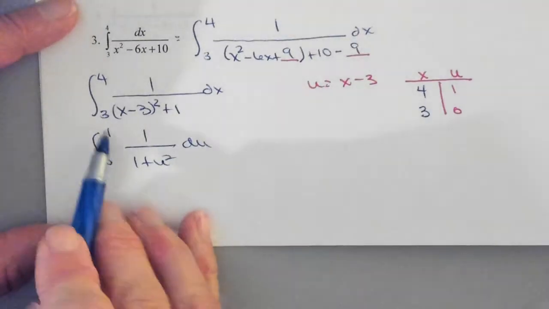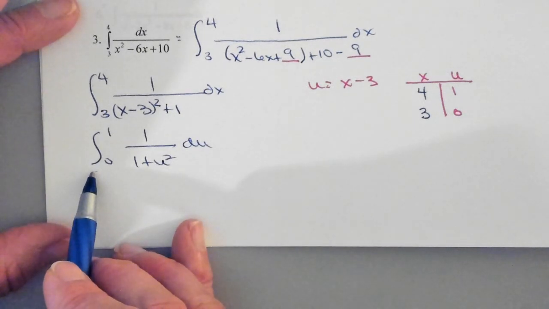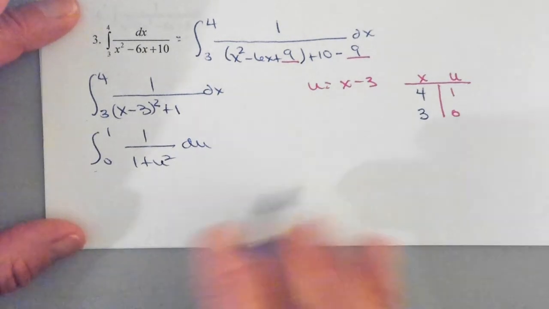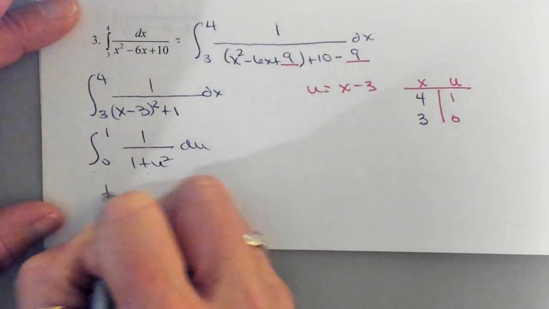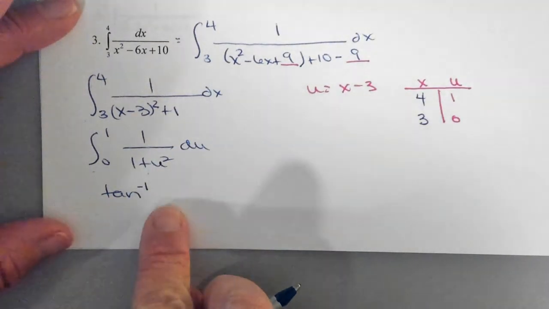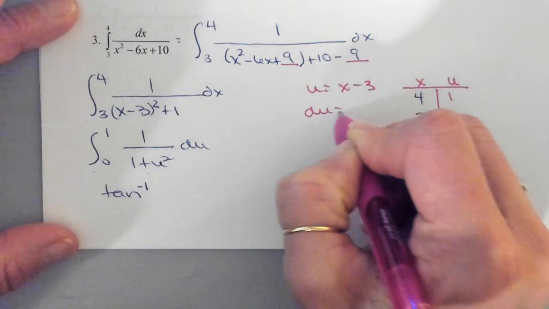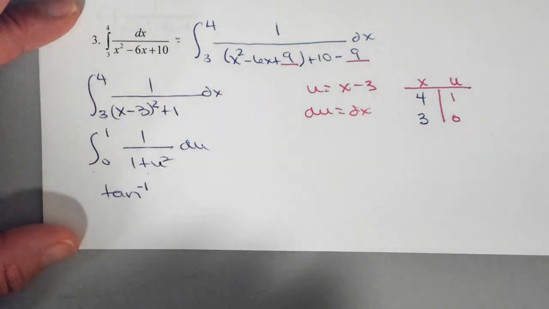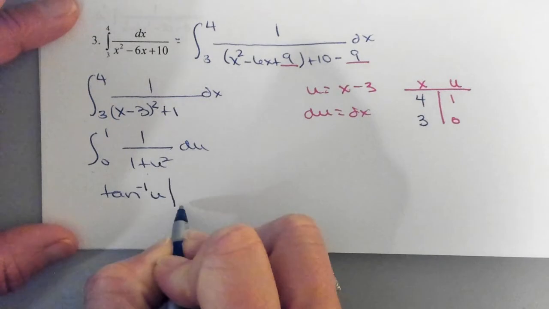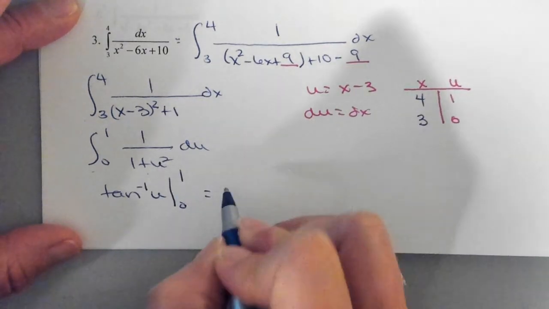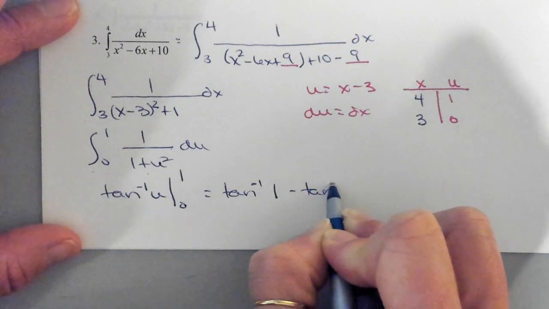Here's my question. Are my bounds proper? Meaning, are they in the right order? Smallest to biggest. Yep. What is this? It is inverse tangent. Do I have to put the x minus 3 back in here? I reset the bounds. So do I have to put it back in? No. So I'm just going to leave it as u. And I want to evaluate from 0 to 1. So what I'm saying is the inverse tangent of 1 minus the inverse tangent of 0.